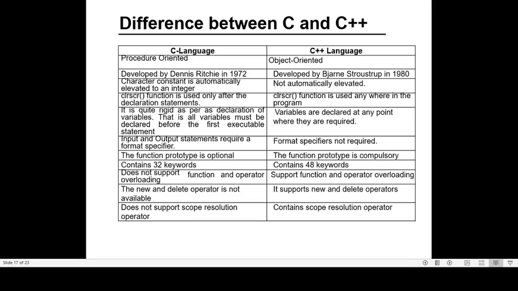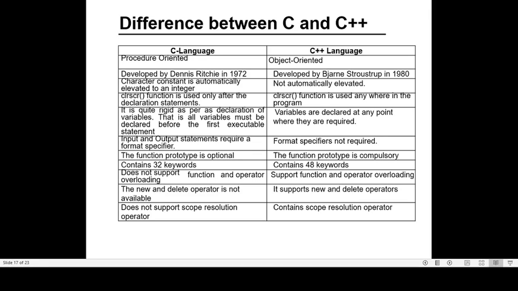C is a procedure-oriented language. C++ is an object-oriented programming language. C was developed by Dennis Ritchie. C++ was developed by Bjarne Stroustrup's team in 1980. Here in C, the character constant is automatically elevated to an integer. Here in C++, not automatically.